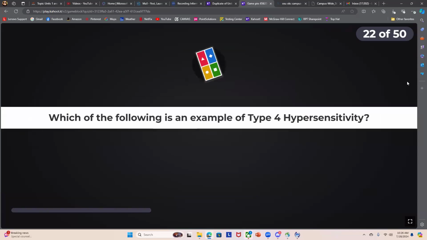All right, which of the following is an example of type 4 hypersensitivity?